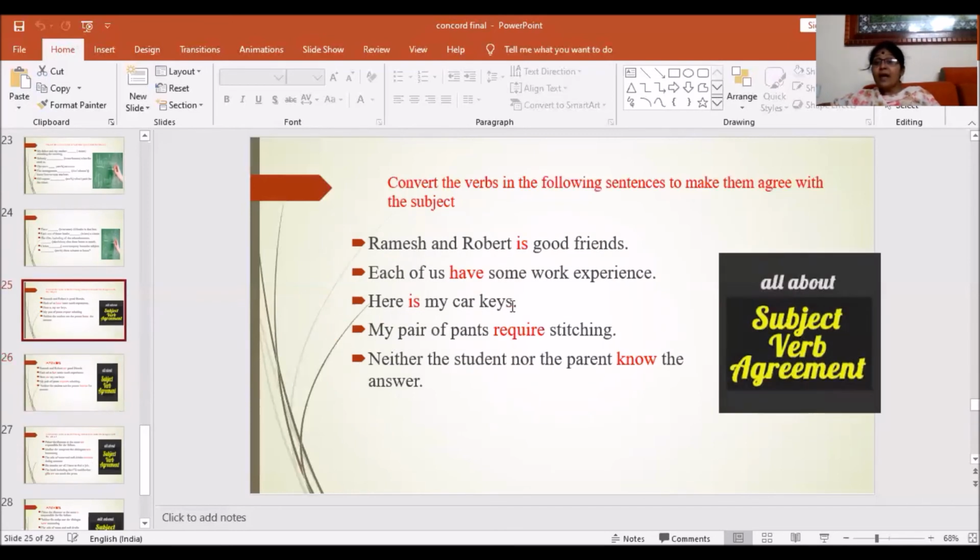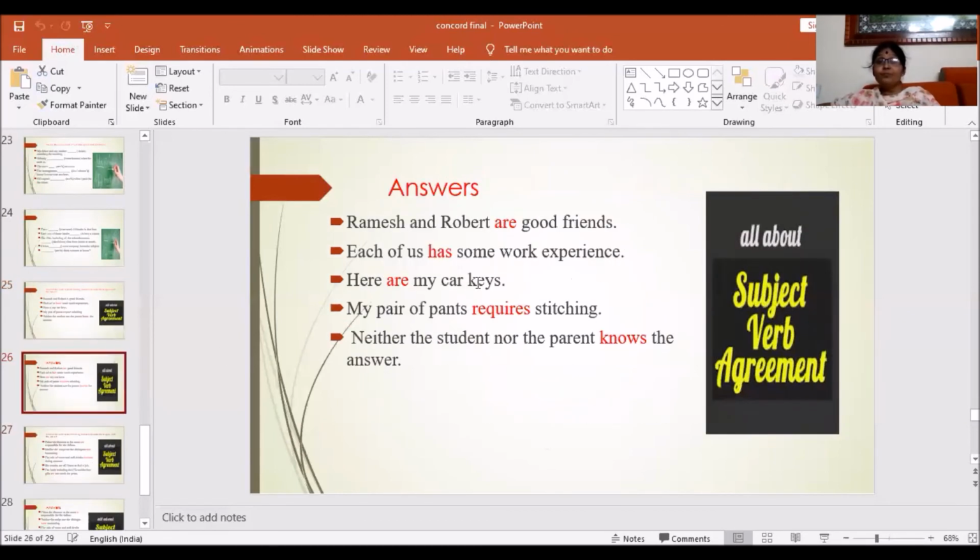Here is my car keys. What are we talking about? Keys. Keys is singular or plural? Plural. So what should your verb be? Your verb should be, here are my car keys, right?